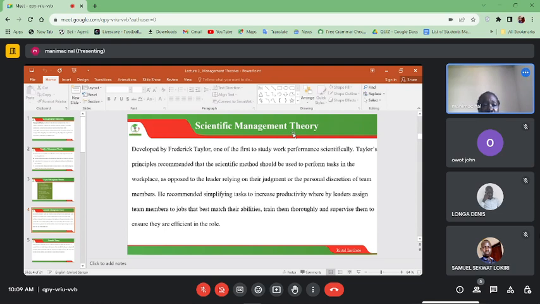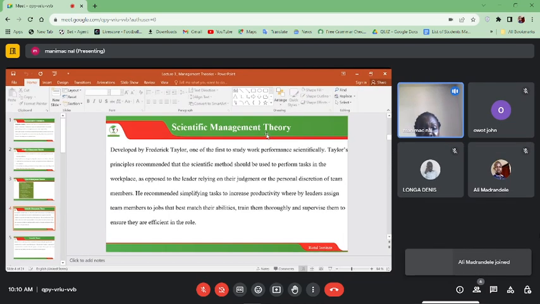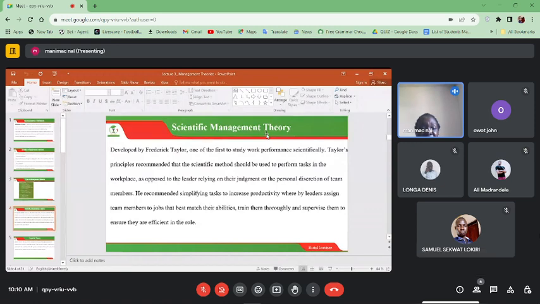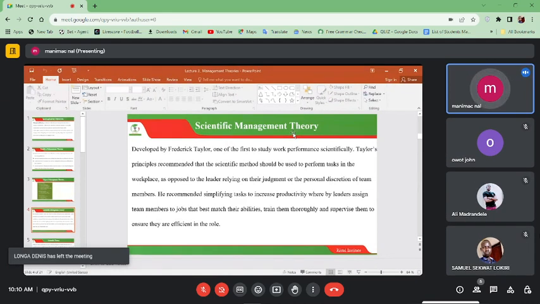Taylor also recommended that his theory had principles that we should use when we are performing work or when we are given a task. He opposed leaders relying so much on their own judgment or personal discretion about team members. He further recommended that to simplify tasks and increase productivity, leaders should assign team members to jobs that best match their abilities and competences, train them thoroughly, and supervise them to make sure they are efficient in their roles.